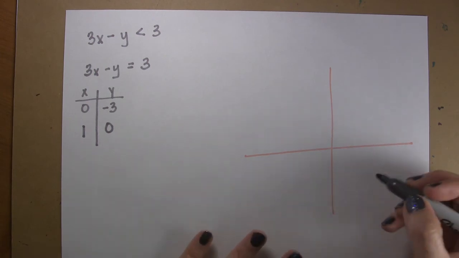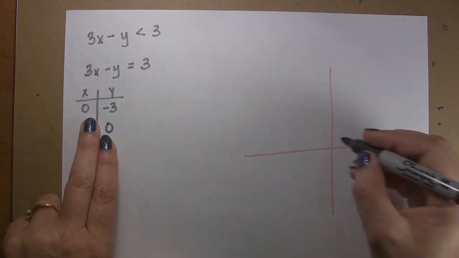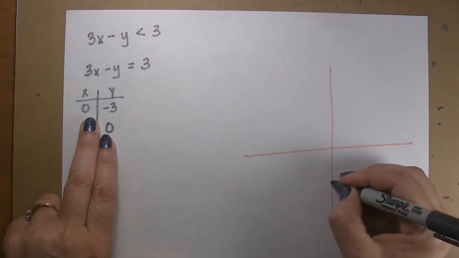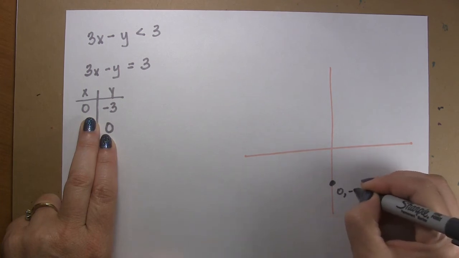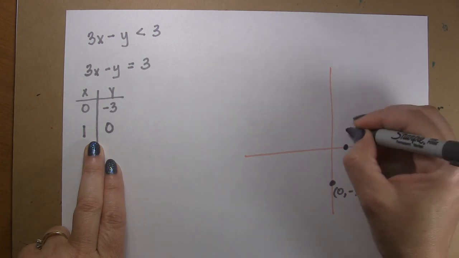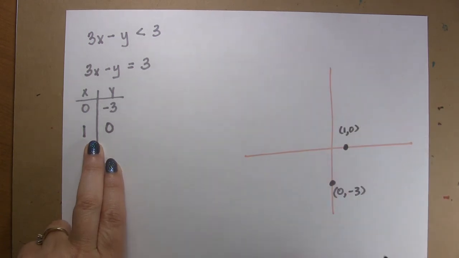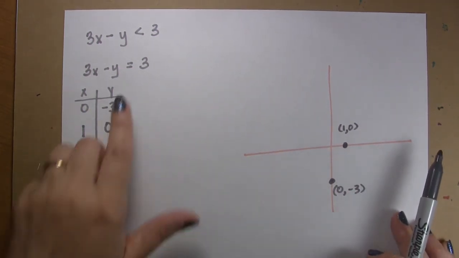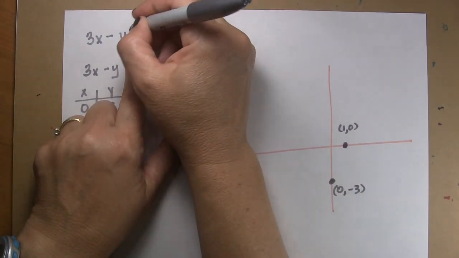Okay, so let's graph it. So we have 0, negative 3. That's right here. 0, negative 3. And here we have 1, 0. Now, before we draw our line, go back and look at your original equation.